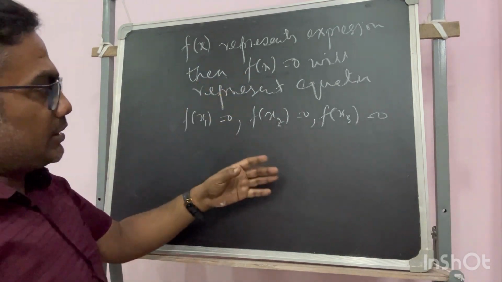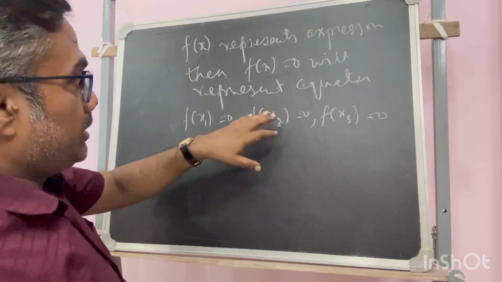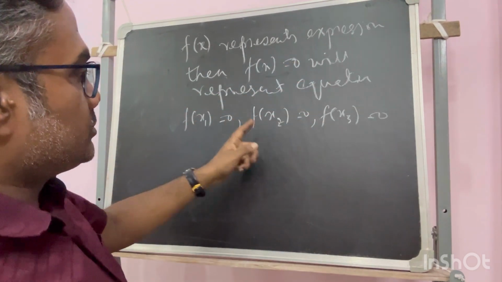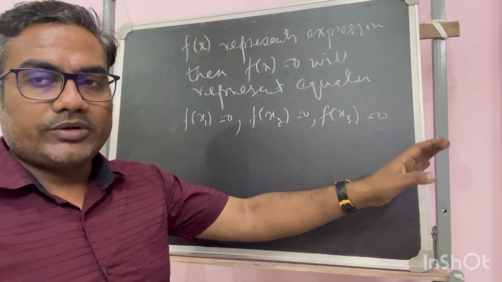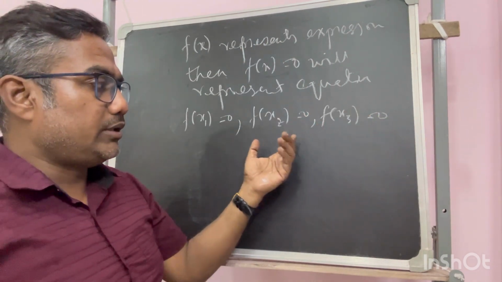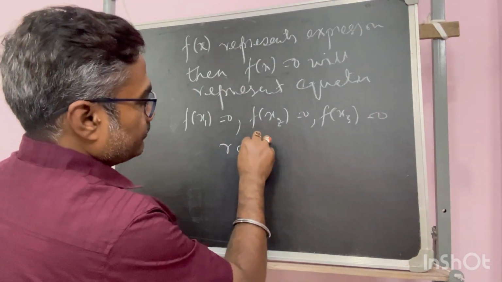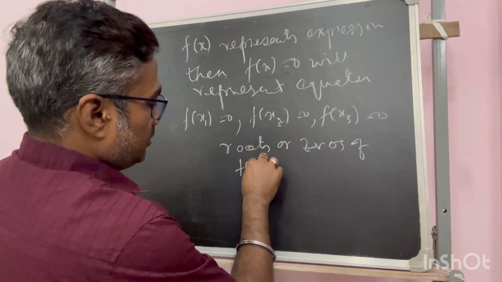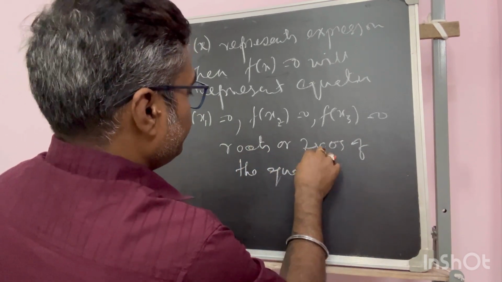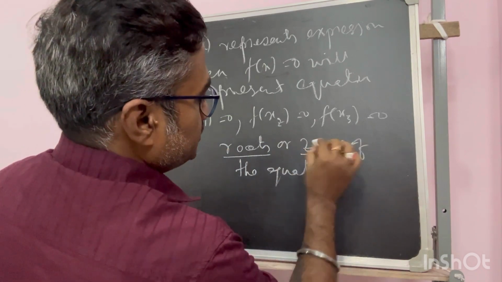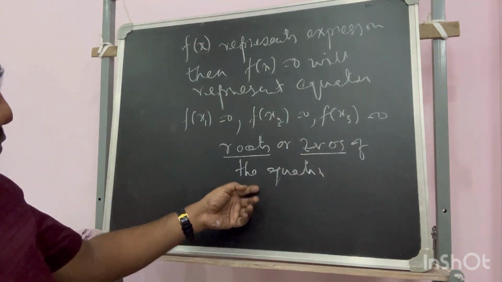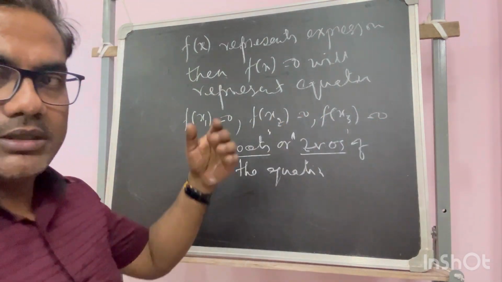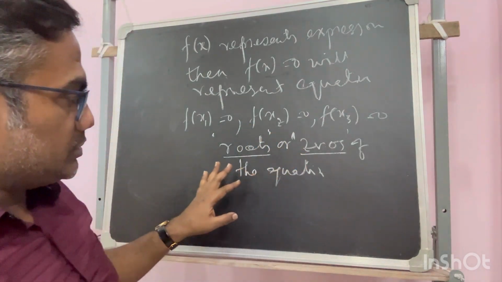So in general, all such functions can be represented as f of x is equal to 0, where we can write x1, x2, x3, all are the solutions of that equation. Those are, in other terms, also called the roots or zeros of the equation. So these two terms can be used for any equation of any degree, of any order. Okay, so these are the general terms.